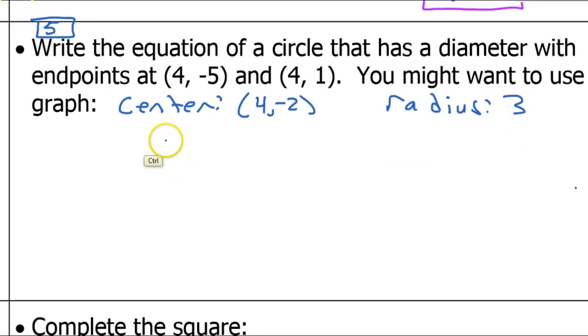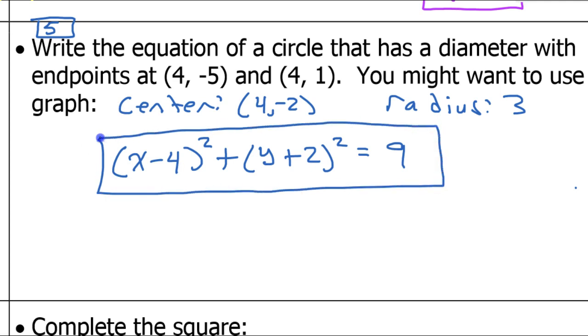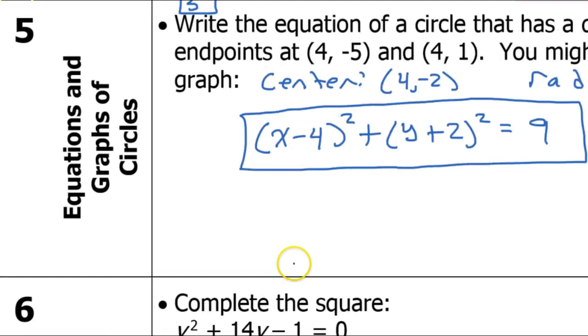Okay, so now here comes the equation of the circle. It's going to be x minus, all right, it's the opposite of this. So I will put minus 4 squared. And then the y part will be the opposite of this. So this will be y plus 2 squared. Now at the end, I should have the radius squared. So 3 squared is 9. So that's it. This is the equation of the circle that has this for the endpoints of the diameter. All right, and that's it for number 5.